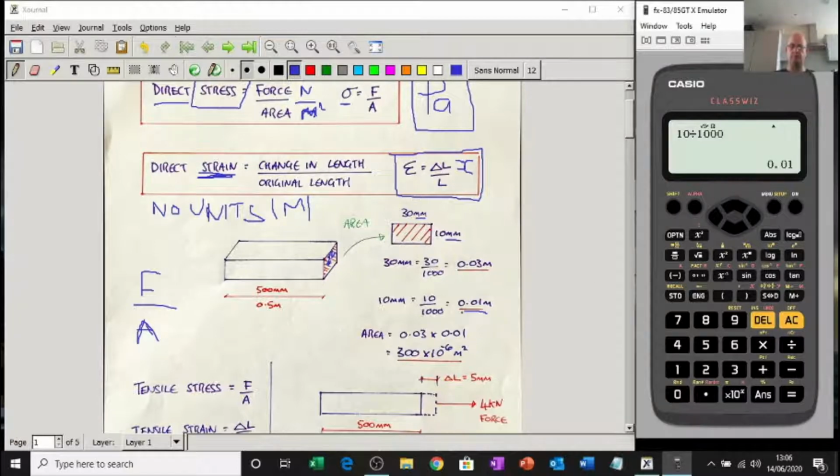0.01. Now, don't do this, because you know there's 1,000 millimeters in a meter. What some people will do is this: the area is 30 times 10, so that's the area in square millimeters, and then they just divide it by 1,000. You can't divide that by 1,000 because that's just the length. You need to divide it by 1,000,000, because you've got 1,000 by 1,000.